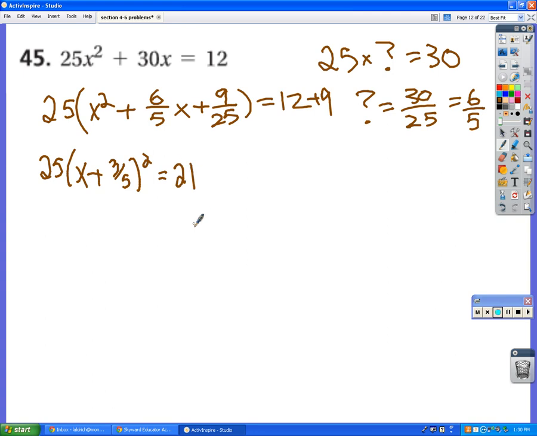Okay? Math makes you sound really smart. Why didn't you put a square root over that 25? I can't, I'm so glad you said that. I cannot square root it yet. I've got to get rid of this 25. How do I get rid of that 25?